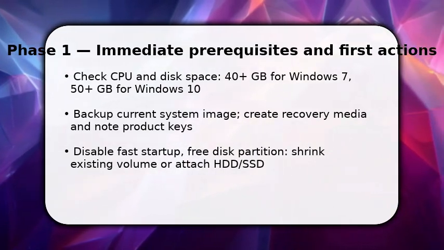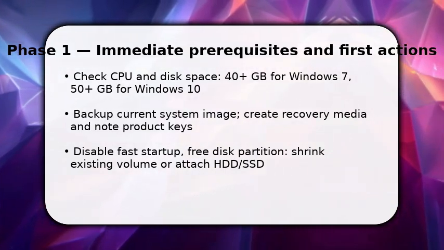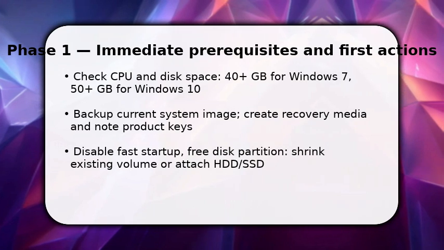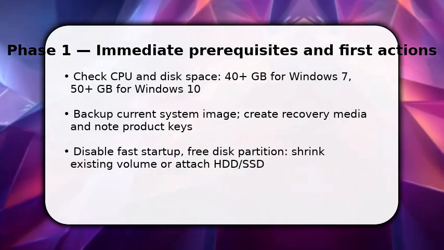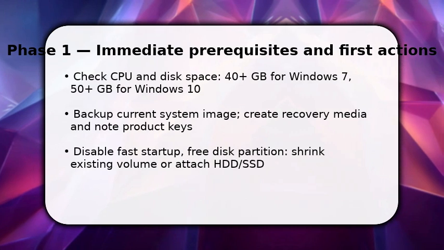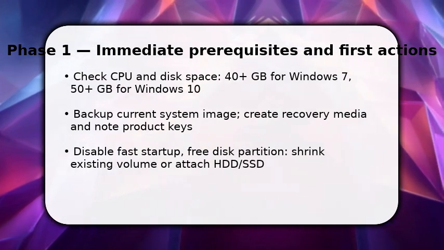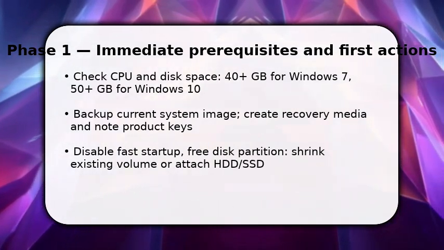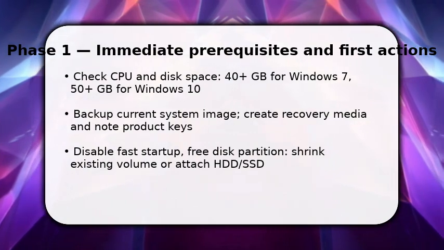Keep product keys ready. Now use Disk Management to shrink a partition, or plug in a second drive and leave unallocated space. Download installation ISOs and make 2 bootable USBs. You're ready to boot the installer. Pick the older OS first to avoid problems.